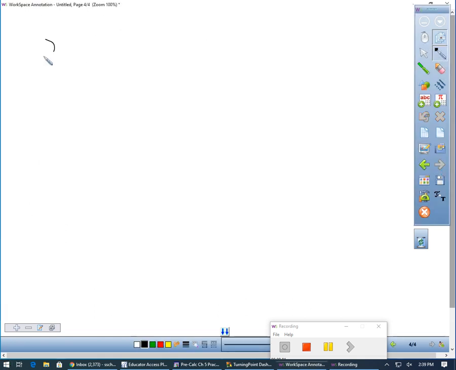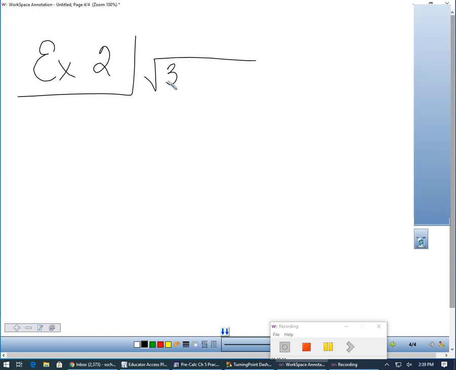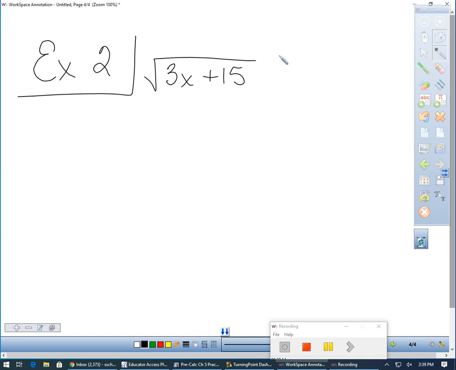Alright, so here's example number 2. Let's say I have the square root of 3x plus 15 minus 5 equals x. Alright, what do I have to do first this time? Perfect. Add the 5 over. We've got to get the square root by itself. So we have the square root of 3x plus 15 equals x plus 5.